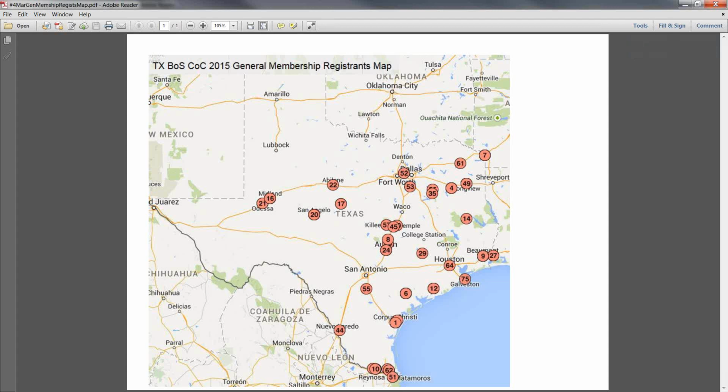We do within the Texas balance of state anyway, but we do have a lot of people joining us for this full general membership meeting today. And again, we thank you for taking the time to join us.